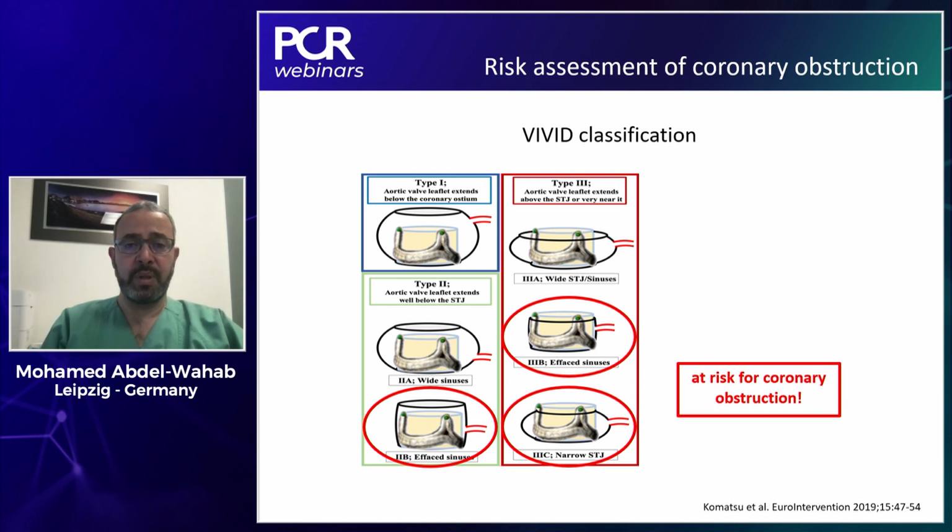You see here, for example, the VIVID classification, where you can classify the aortic roots into three different types, type 1, type 2, and type 3. And you can see here the ones marked in red, so type 2B, type 3B, and type 3C. These are more or less those where you have a risk of coronary obstruction because of the two mechanisms we just mentioned.